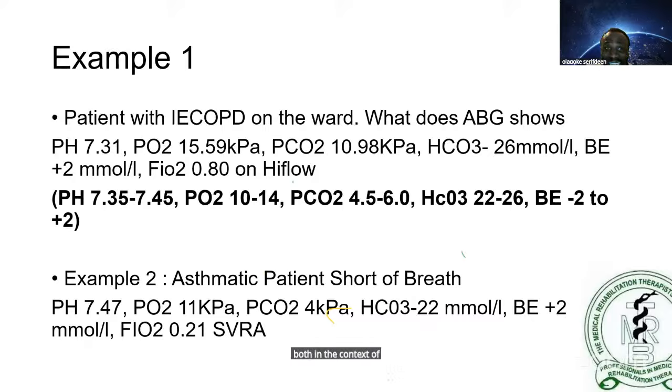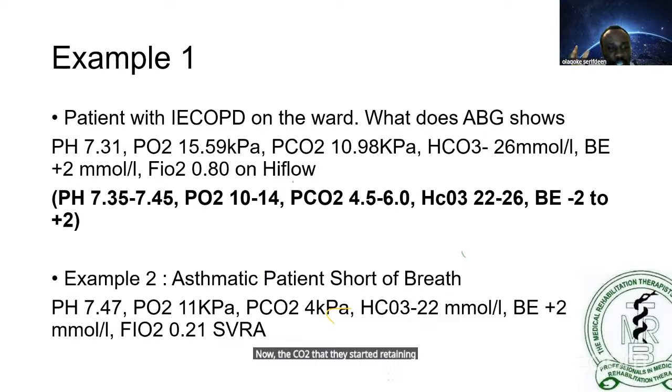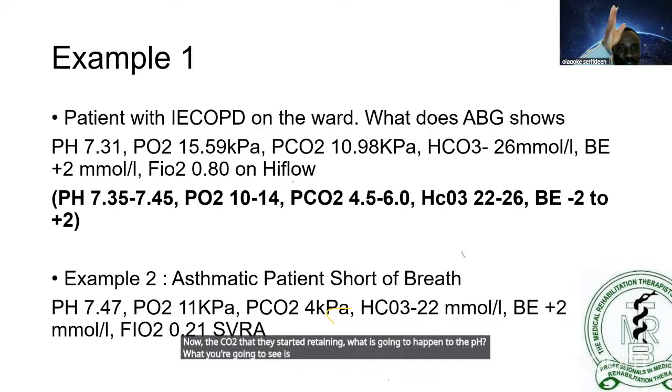Only a bad clinician will go to the bedside of an asthmatic patient that is retaining CO2, who was previously hyperventilating. Now all of a sudden they get tired, they get fatigued, they have started retaining CO2, and they are very drowsy, and you are not escalating that. Oh my God, if you don't do that, what is going to happen to the pH? What you're going to see is pH will now start dropping down. pH will start shifting beyond normal. Before you know it, anything else can happen.